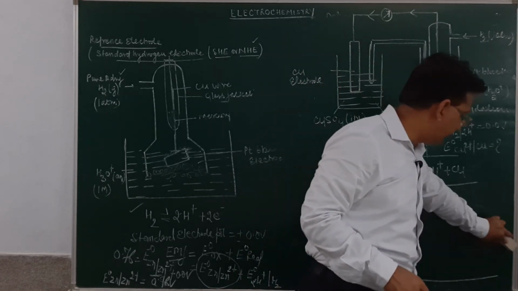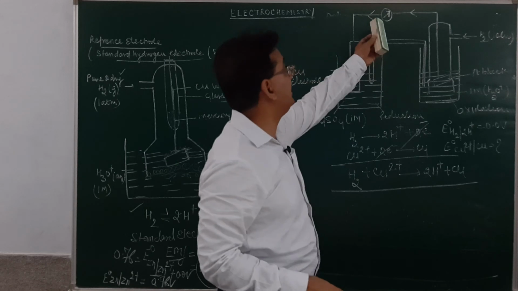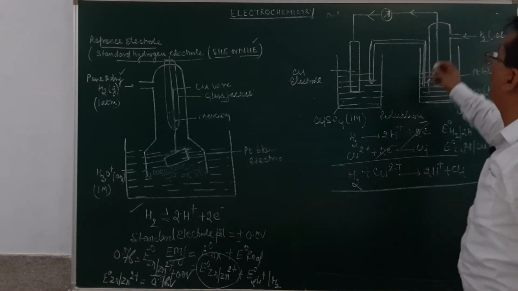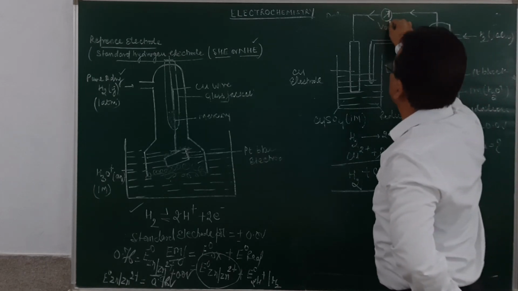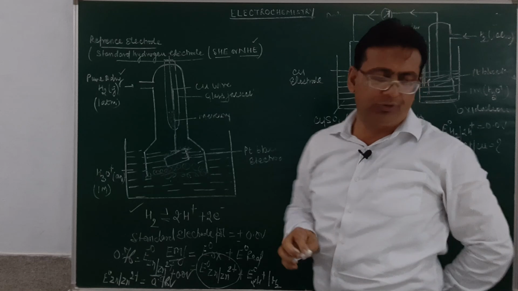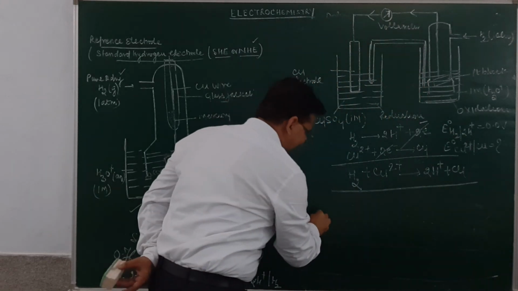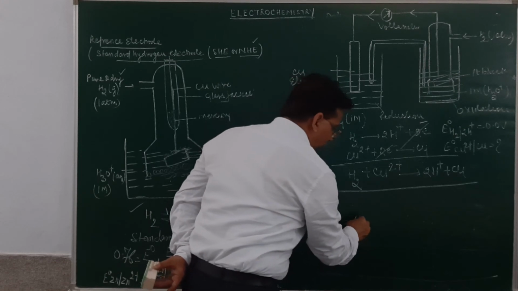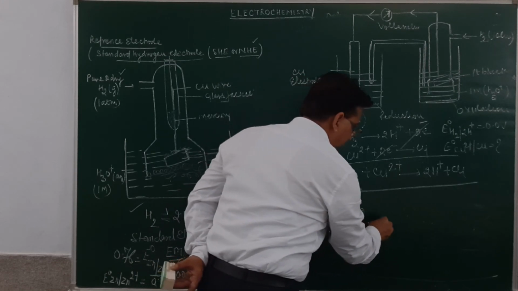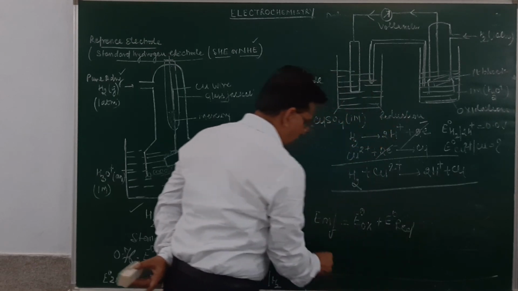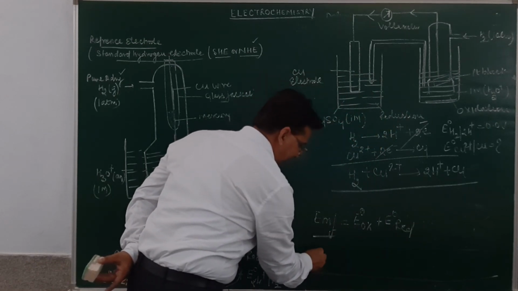Now if we measure the EMF of the cell through this voltmeter, it has been found to be equal to 0.34 volt. This is the voltmeter. So in this case, EMF of cell will be equal to E naught oxidation plus E naught reduction. This value has been found to be 0.34 volt.